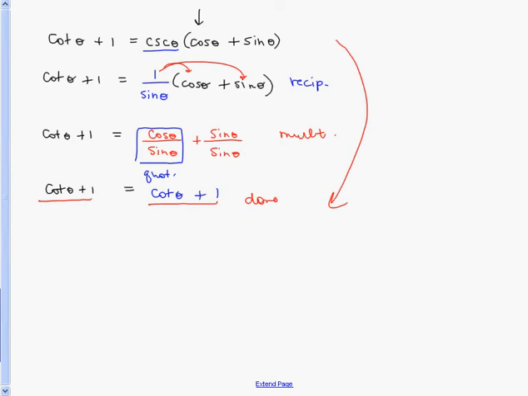Okay, let's do another one. That one was fairly straightforward. Let's look at tangent squared of x times 1 plus the cotangent squared of x, all equal to 1 over 1 minus sine squared of x.